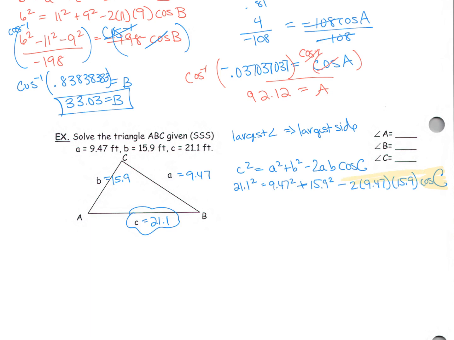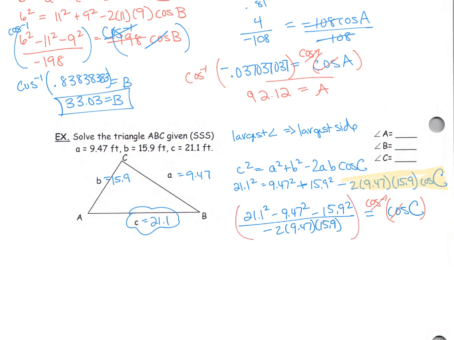So first of all, I have to get this part all by itself so that I can divide the coefficient away. So I'm going to subtract over the 9.47 squared. I'm going to subtract over the 15.9 squared. And then lastly, I'm going to divide over the 2 times 9.47 times 15.9. And then I will have cosine C isolated and by itself. I'm now going to take cosine inverse of both sides. And when I do that, I have to very carefully take cosine inverse of all of this.